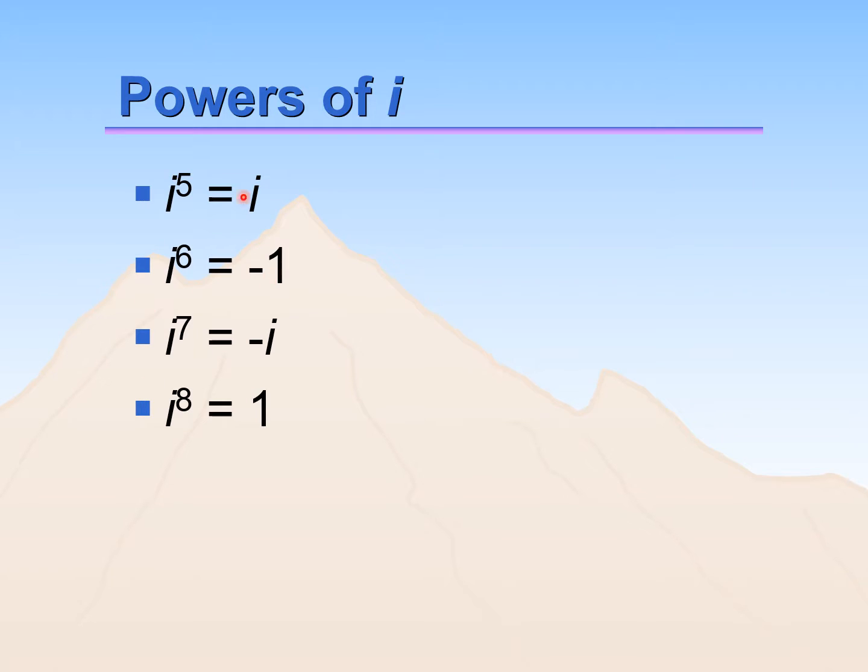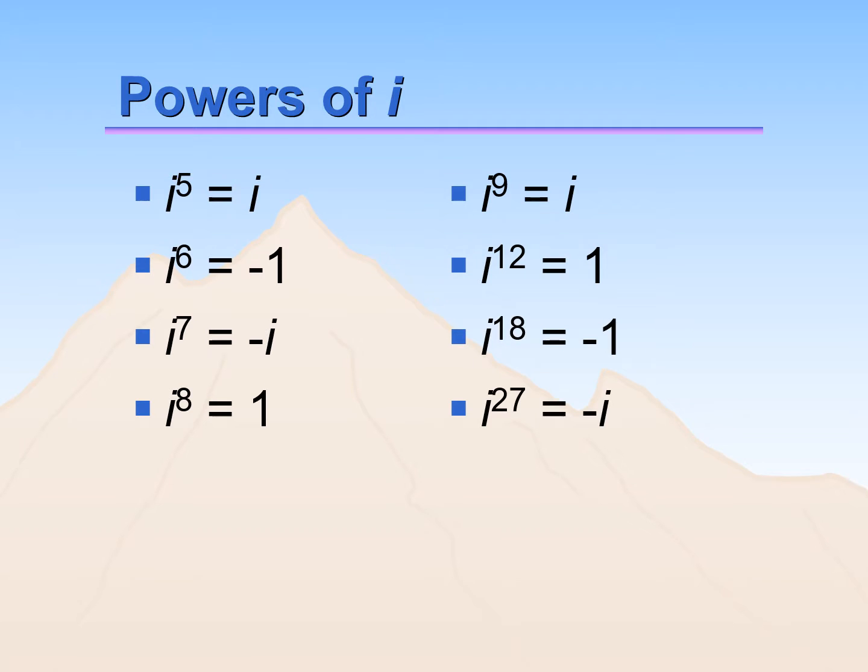You should see that this is the same pattern as i to the 1st, i to the 2nd, i to the 3rd, and i to the 4th. And that pattern actually continues for all of the powers of i. It will keep going. So i to the 9th would be i, i to the 10th would be -1, i to the 11th would be -i, and i to the 12th would be 1. So it just follows that same pattern.